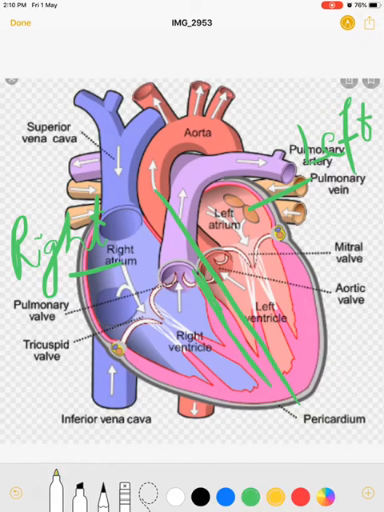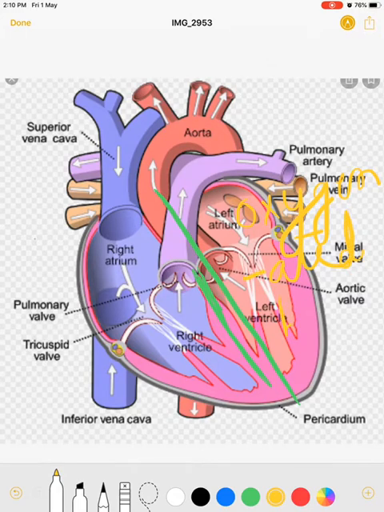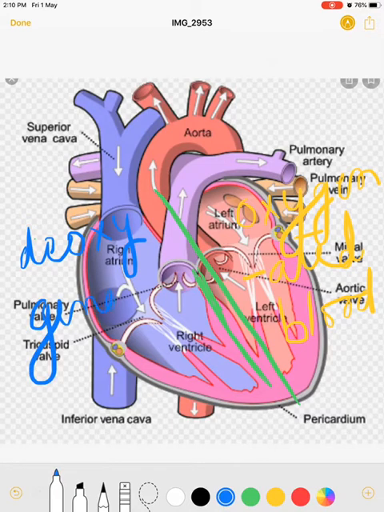In the left portion of the heart, there is always oxygenated blood. I am writing oxygenated blood, and in the right portion there is always deoxygenated blood. Okay, I'm not writing pure or impure.